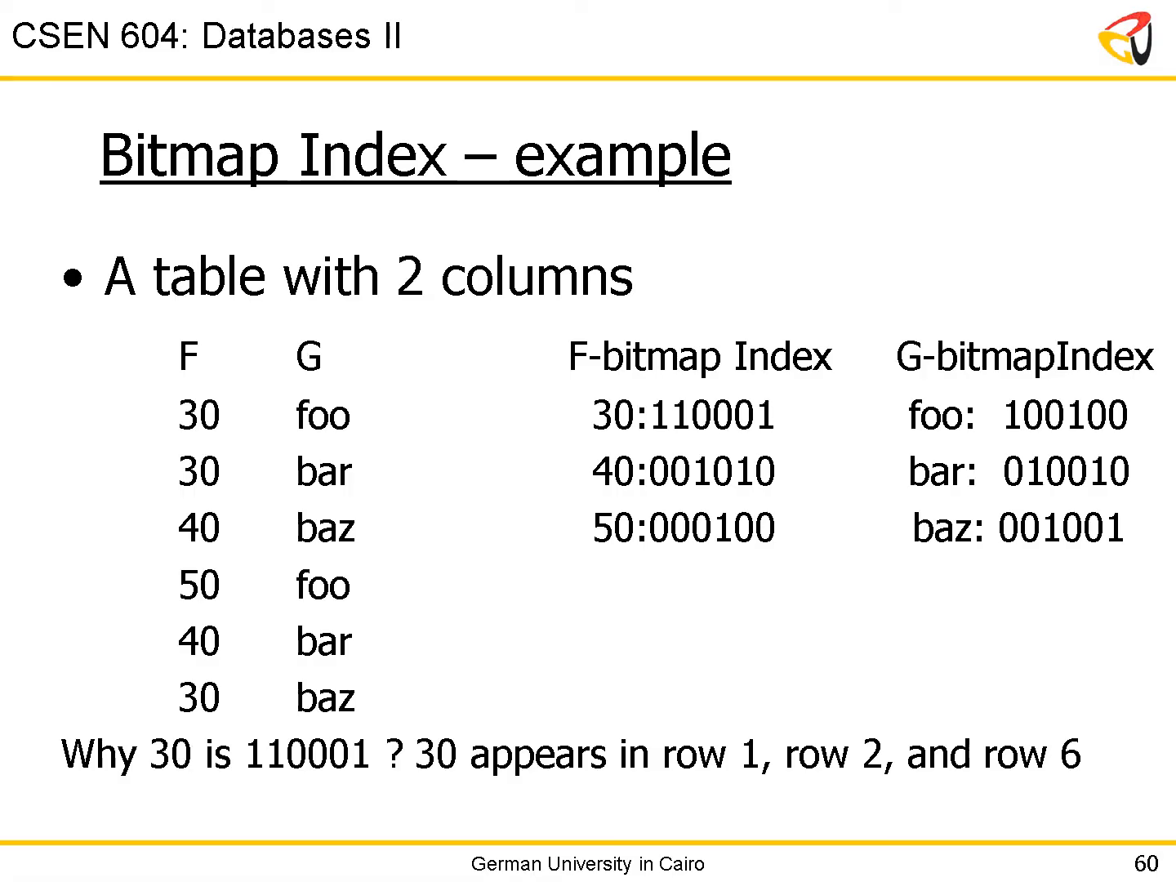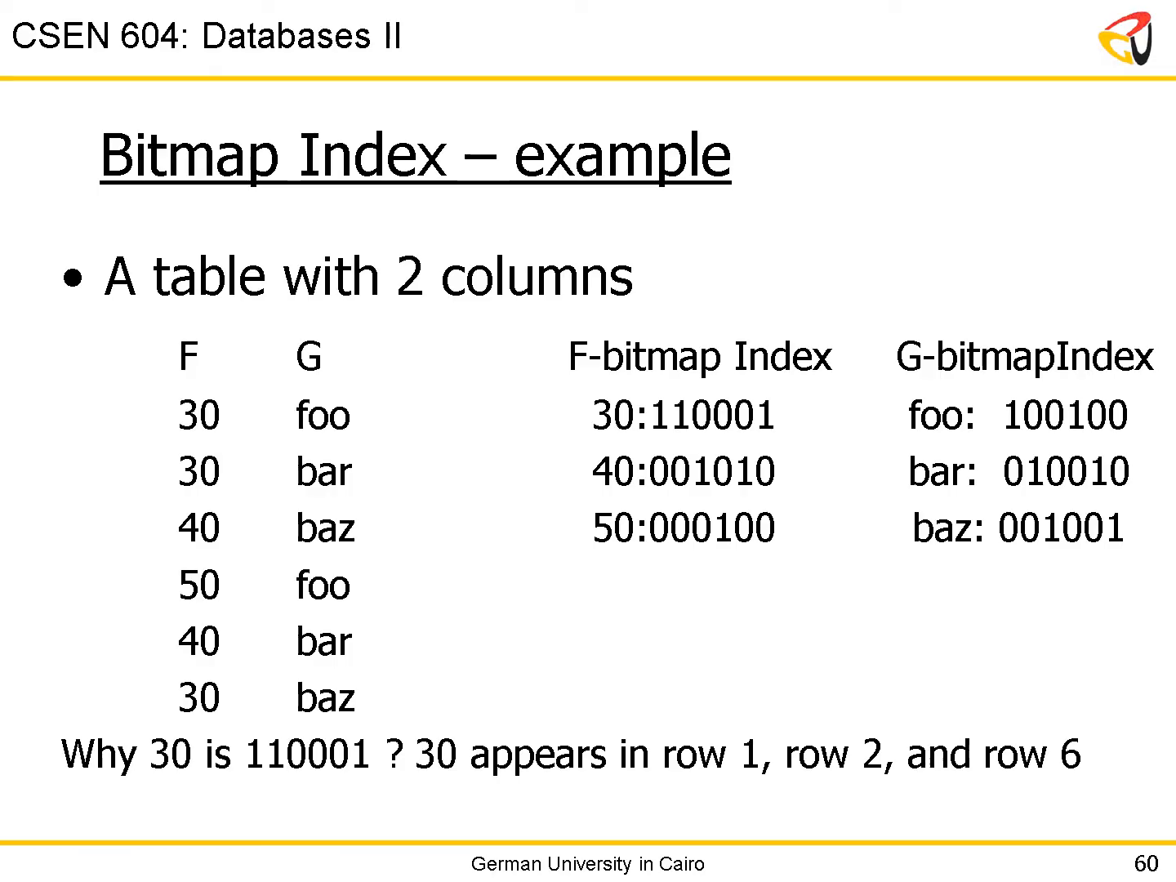Row number 2 has a 30, so I put a 1 beside it. Row number 3 has no 30, it has a 40, so I put a 0. Row number 4 has a 50, so I put a 0, it's not a 30. Row number 5 has a 40, so I put a 0, and the last row has a 30, so I put a 1. So the bitmap for 30 is 110001. This is how simple and naive this is.